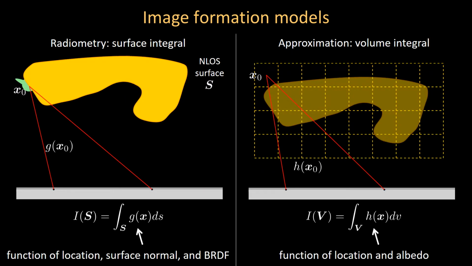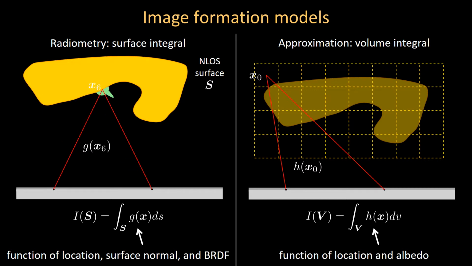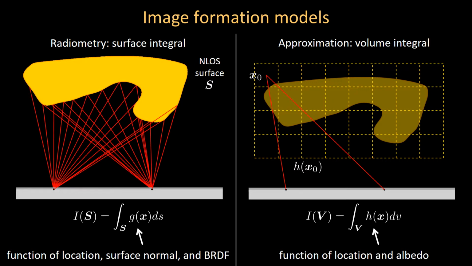Before we introduce our reconstruction pipeline, first let's look at the image formation model for the looking around the corner setting. The sensor gathers radiance reflected on all points on the non-line of sight scene. From radiometry, we know that we can express the resulting measurement as an integral of a function g evaluated on points on the surface S. G is a function of surface point location, surface normal, visibility, and BRDF.